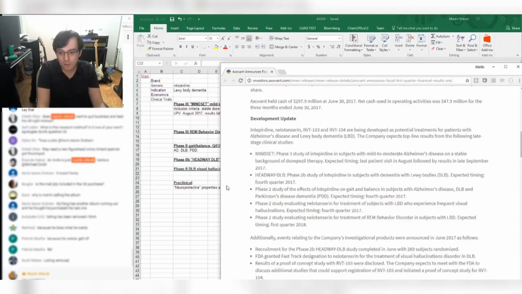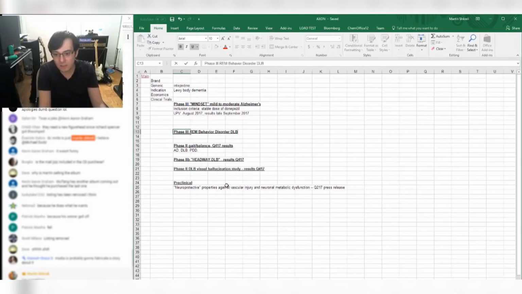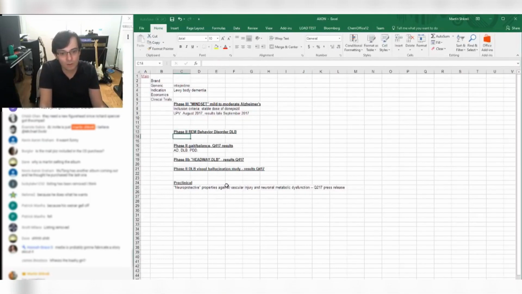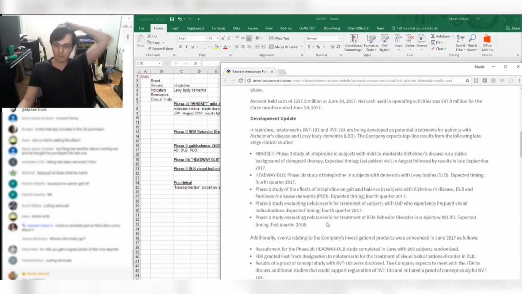Phase 2 study evaluating nilotanserin in the treatment of REM behavior disorder in subjects. So this is DLB as well. And again, they called it phase 3, but it sounds like a phase 2. It's a little frustrating. But again, Mindset's the real big study that we're going to be focused on.